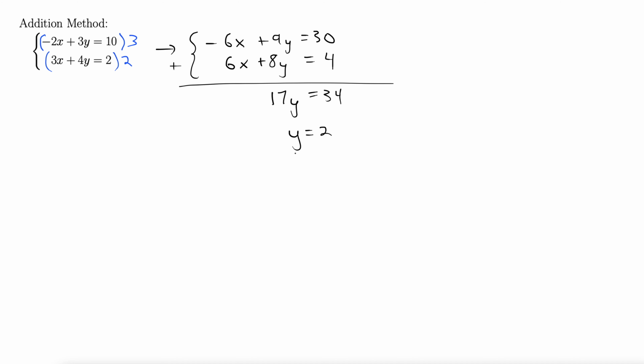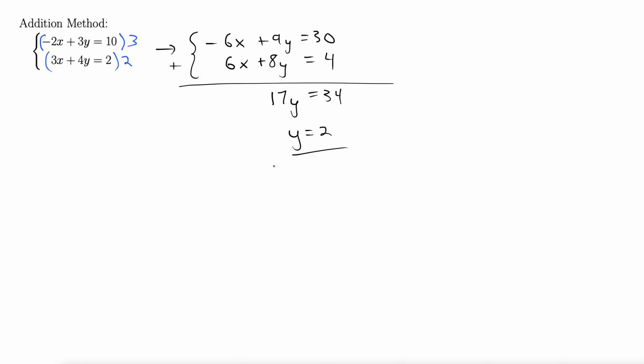Now we can easily solve for y by dividing both sides by 17. y equals 2. One down. But never just leave your answer like this. You always have to plug back in to get the other variable. Plug back into the original. You get to pick whichever one you want.